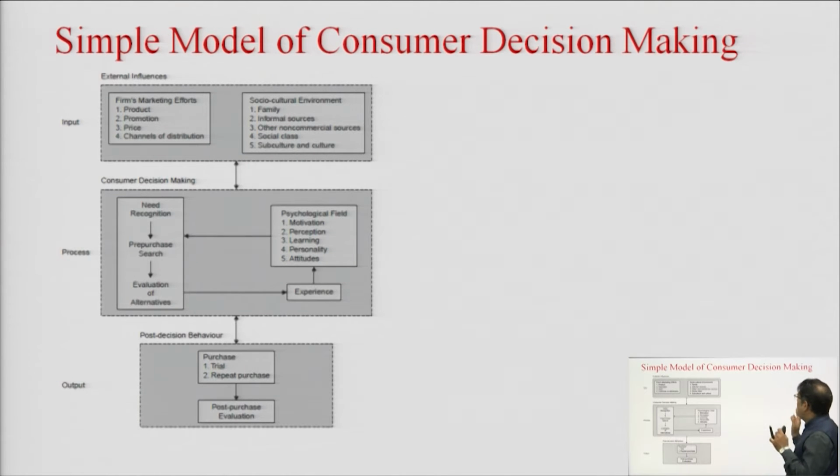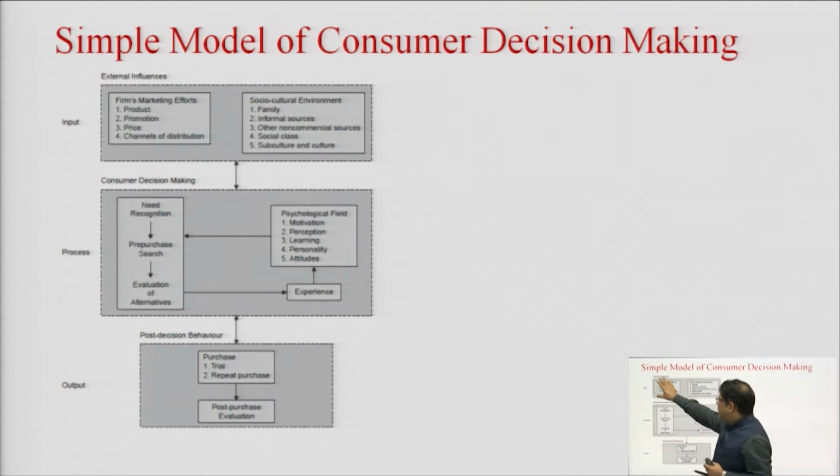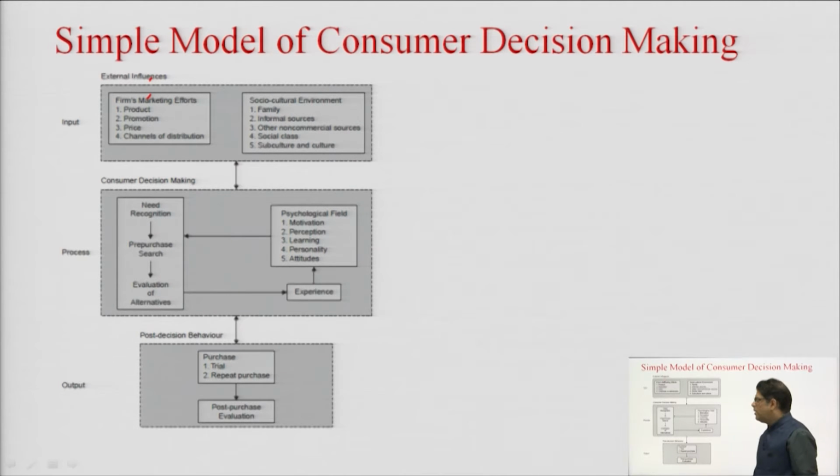Now, there is a simple model of consumer decision making which is shown here. In the first block, we can see that there are certain external influences, while in the middle block the consumer is making the decision regarding the purchase of the product or the service. The third block is the post purchase behavior, or the behavior of the person after the product is purchased and after he or she has used it.